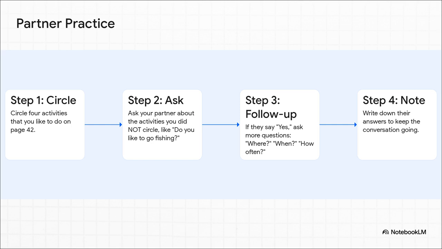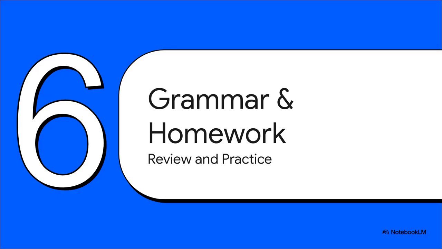Here's the key. You're going to ask them about the activities you didn't circle. So you might ask, do you like to go fishing? And if they say yes, that's when you jump in with all those great follow-up questions we practiced. Where do you go? When? How often? The goal here is to keep that conversation going. Make it natural. Wow, those were some great conversations, everyone.